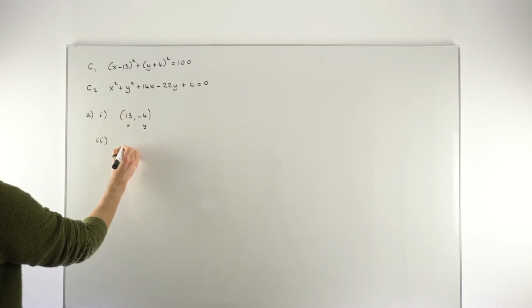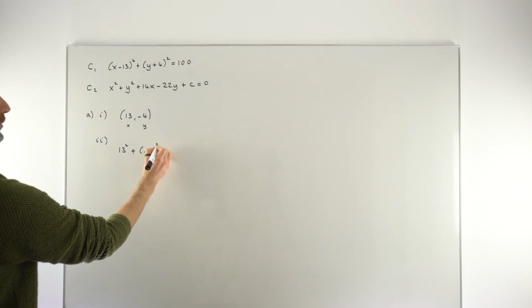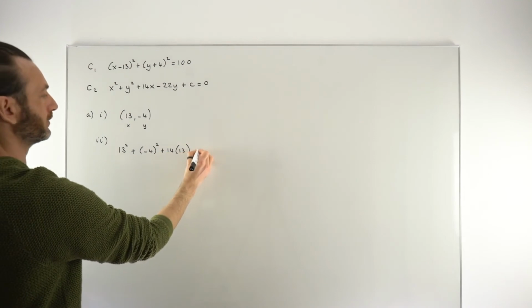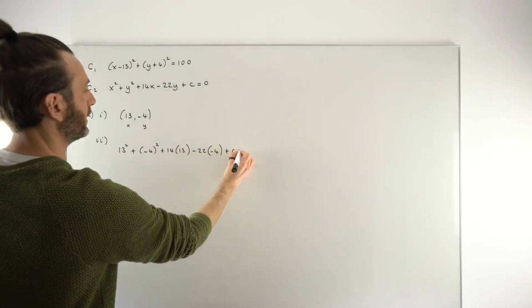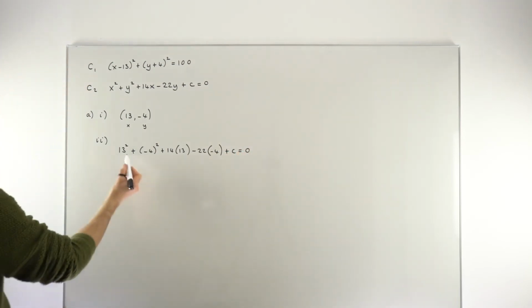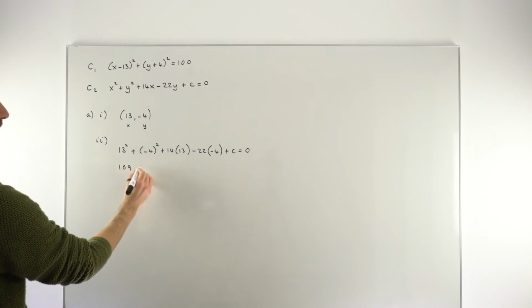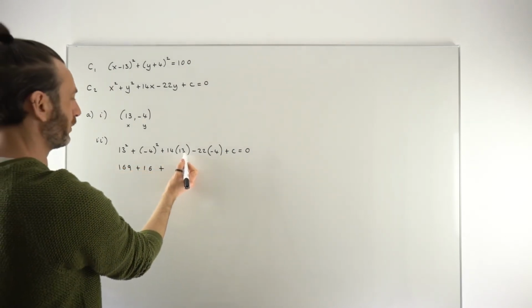So we get 13 squared plus minus 4 squared plus 14 times 13 minus 22 times minus 4 plus c equals 0. There's no real magic to this question, we've just got to process these numbers. So 13 squared is 169 plus 16 plus, what would that be?